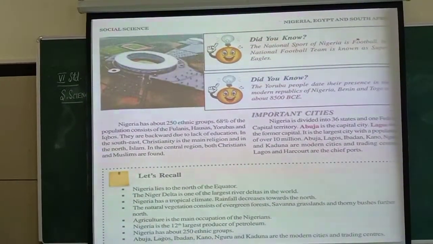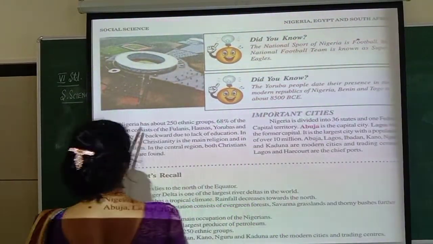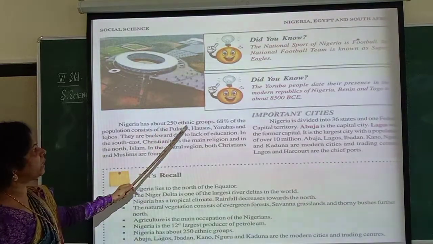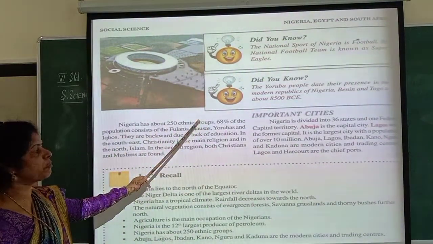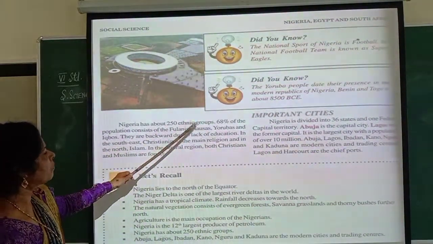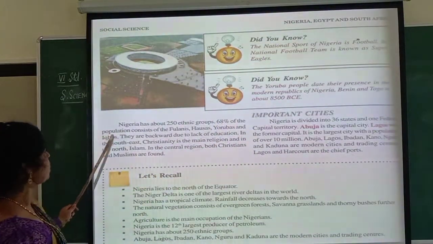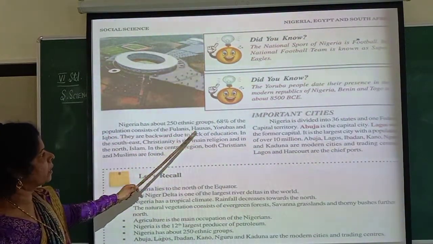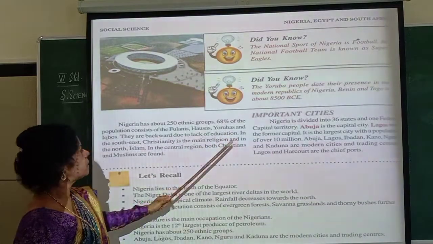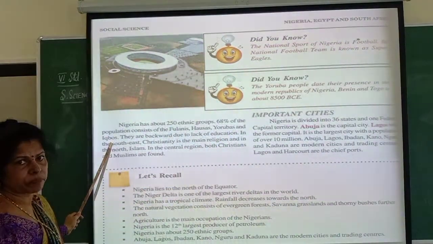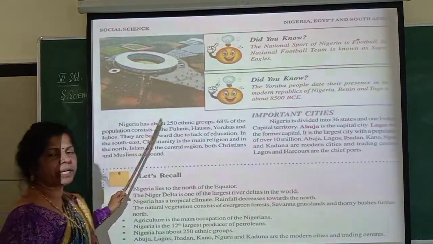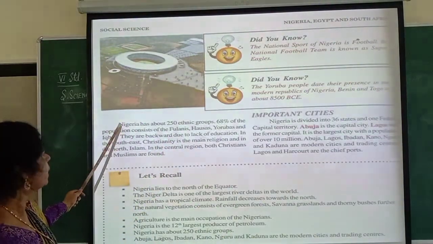So you see here, Nigeria has about 250 ethnic groups, meaning varieties of groups. Out of that, 68% of the population consists of the Fulanis, Hausas, Yorubas and Igbos. So these are all the different types of populations we find in Nigeria.